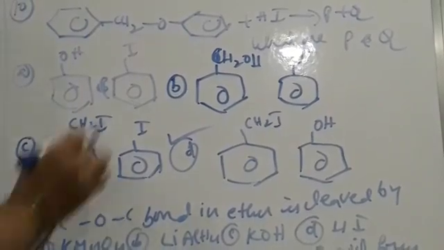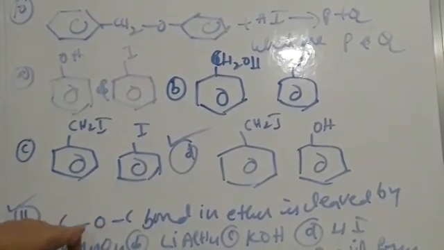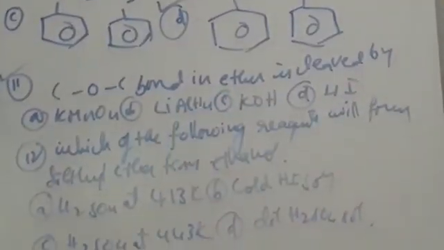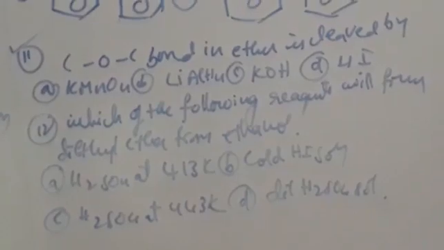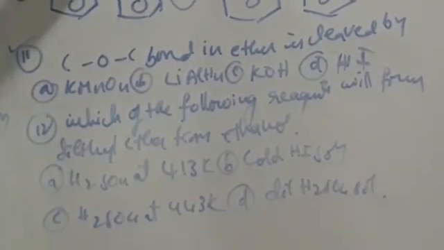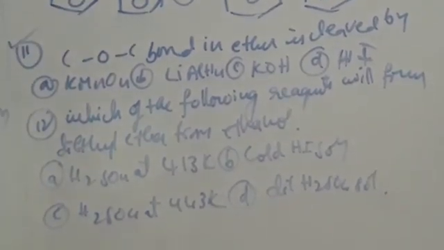Next, the C-O-C bond in ether, that is cleaved, breakage of C-O-C bond. So that is with hydrogen iodide. Ethers react with hydrogen iodide, okay. So this is the reaction with hydrogen iodide.